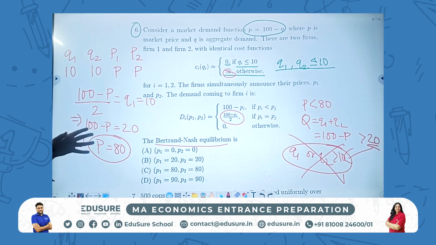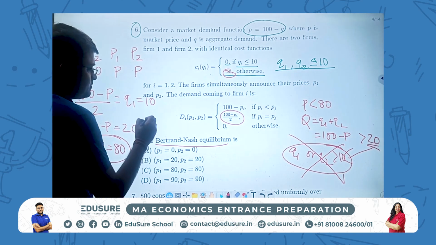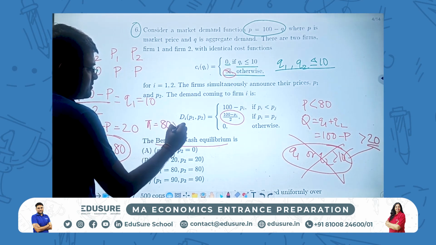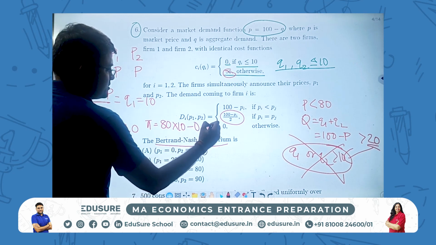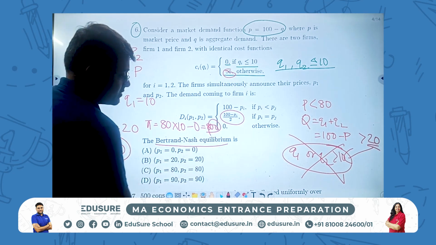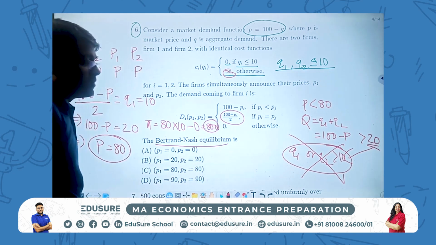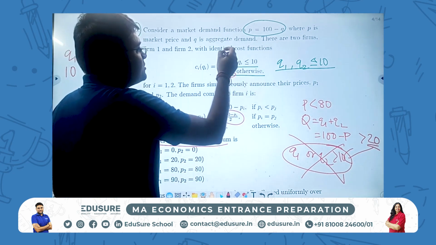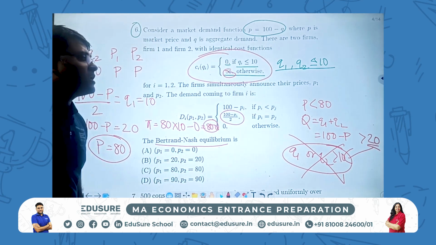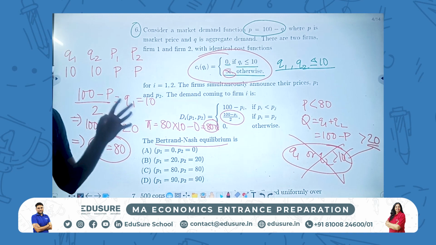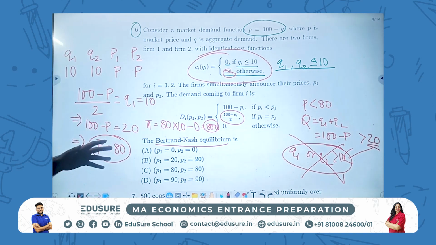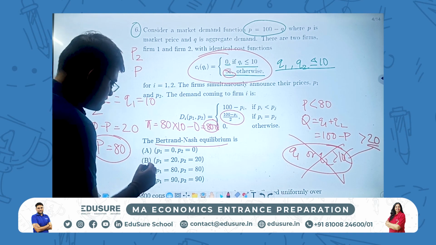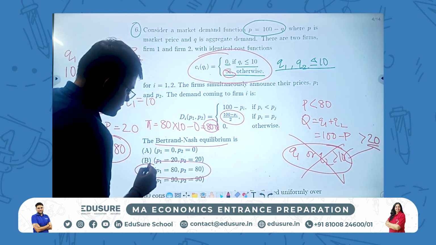Both the firms will charge a price equal to 80. And what is the profit of both the firms? The profit will be price multiplied by quantity minus cost. So this is the profit that both firms are enjoying. So this is a unique Bertrand equilibrium where both the firms are enjoying a profit, right? This is happening because of the quantity constraint in the cost function. There is a quantity constraint in the cost function. Maximum quantity can be 10, right? So here, therefore, P1 is equal to P2 is equal to 80. This will be your answer.